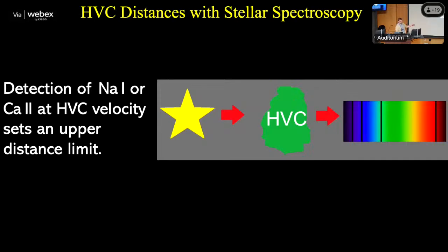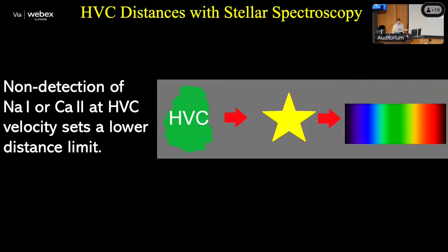Essentially, as this cartoon illustrates, if we take a spectrum of a star and it happens to be behind our HVC, then we get absorption lines. Typically, we look for sodium-1 or calcium-2. However, of course, if our star is in front of it, then no absorption lines. So through a combination of detections and non-detections, we can begin to constrain the distances to our HVCs.